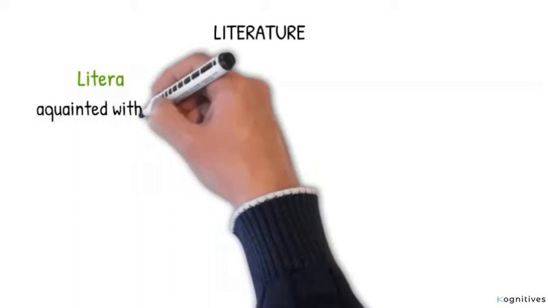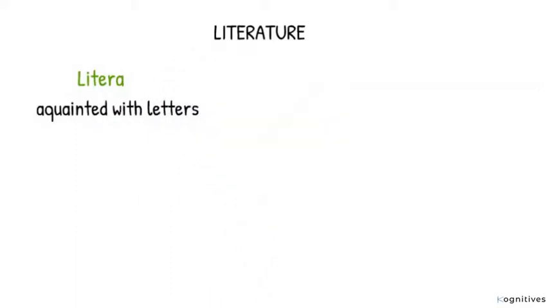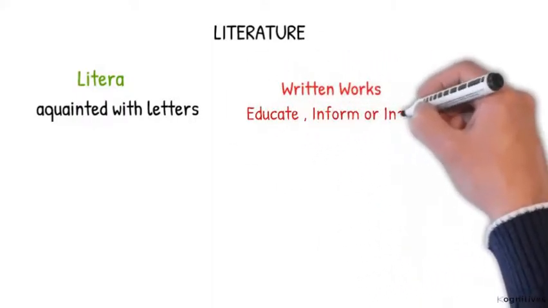First, let us start by looking at the meaning of the word literature. Literature comes from the Latin word lettera, which means acquainted with letters. With this in mind, literature has many definitions. One definition of the word literature is any body of written works. Another definition of literature is any written materials which educate, inform, or instruct.